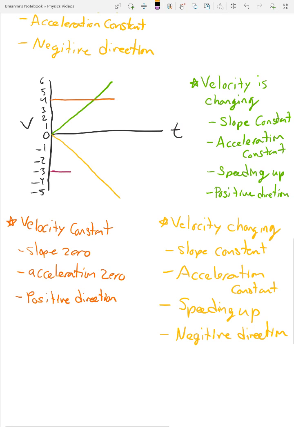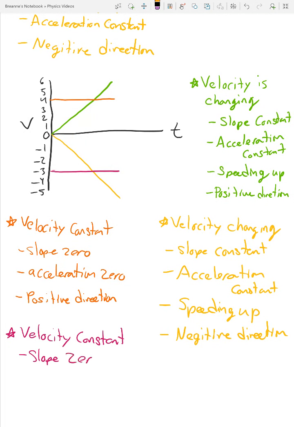So do your exact same thing in the negative. Our velocity is constant, meaning it's not changing. Velocity is constant, so our slope is 0. So therefore our acceleration is 0. But we're just in the negative direction because we're where the negative numbers are.